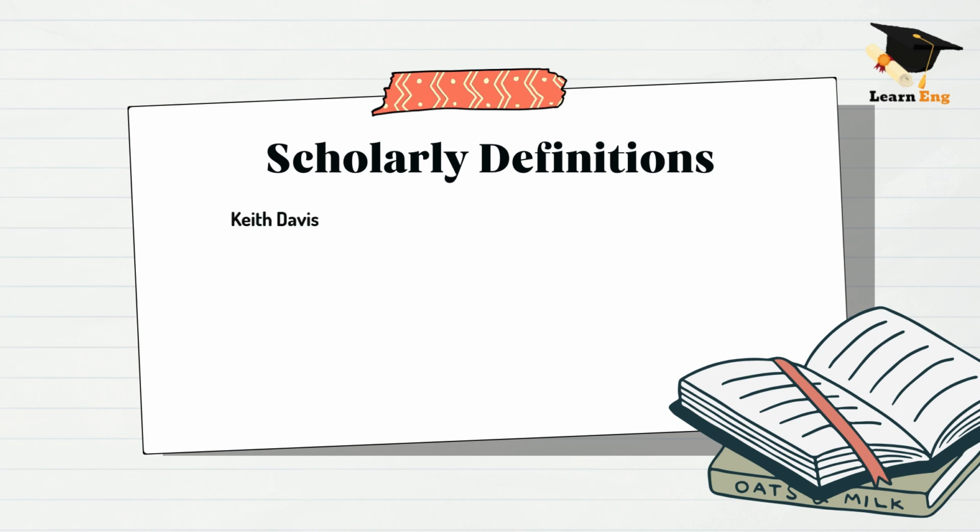According to Keith Davis, communication is a process of passing information and understanding from one person to another. This definition highlights communication as the process through which information is shared between individuals, ensuring that the message is not only received but also understood.